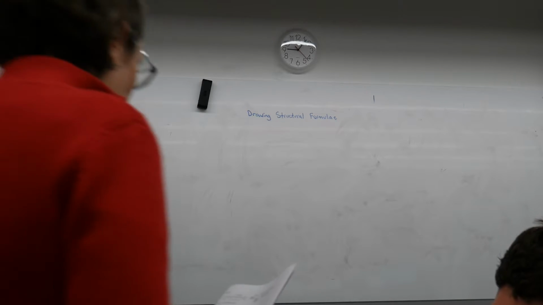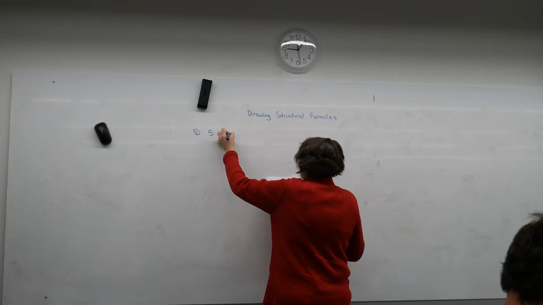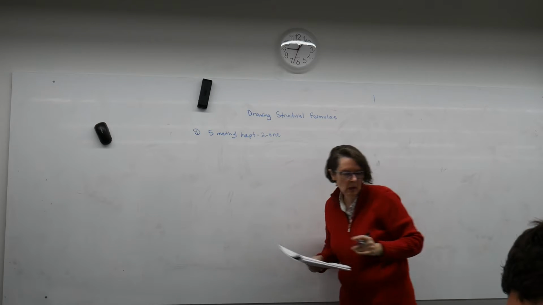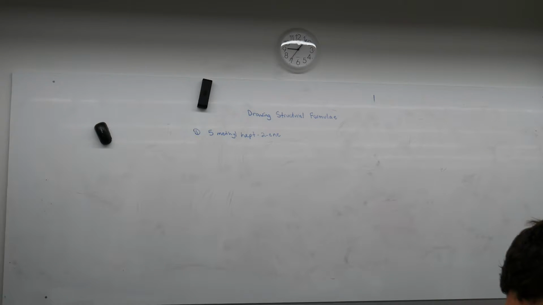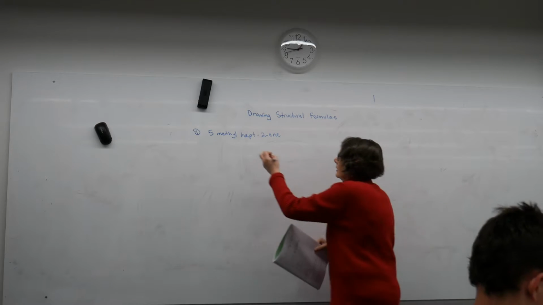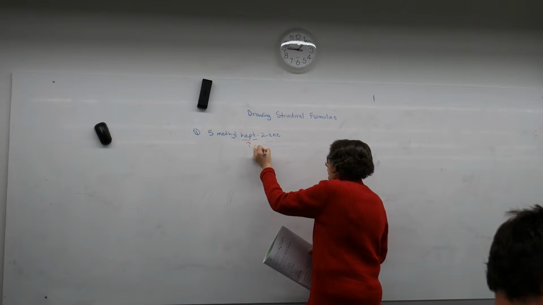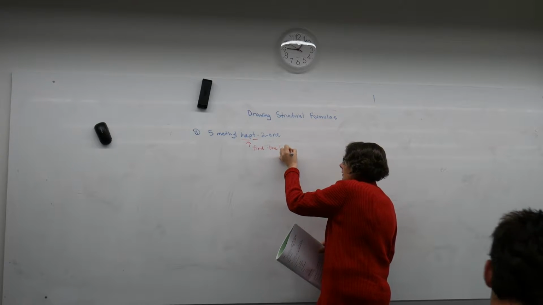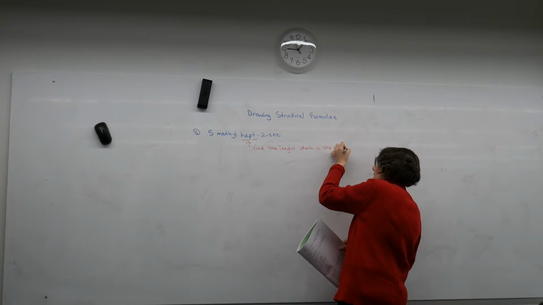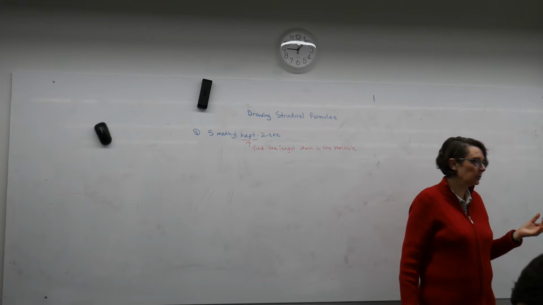So we have the first name, which is 5-methyl heptene. Now, the first thing you do when you're going to draw the structure is look for the longest chain part. Okay, and this part here is my longest chain. And so I can see that with the hept.